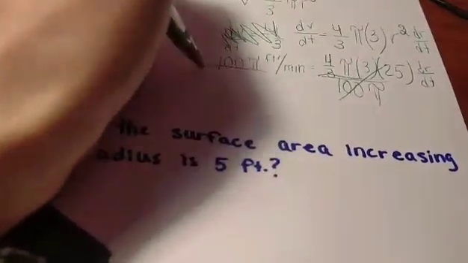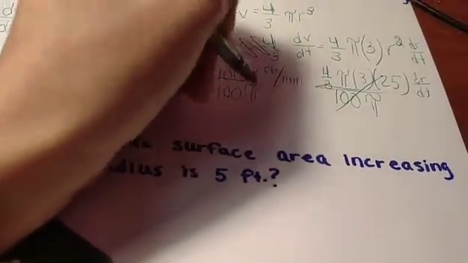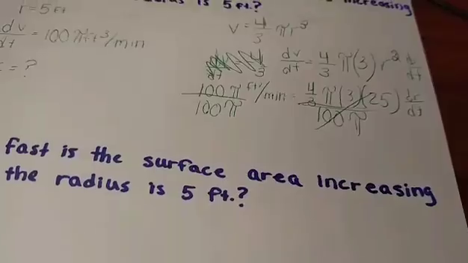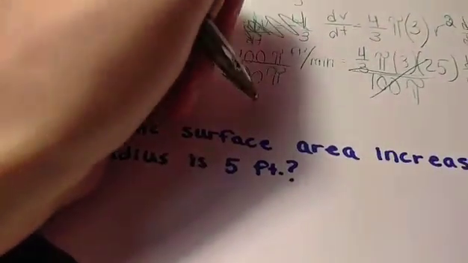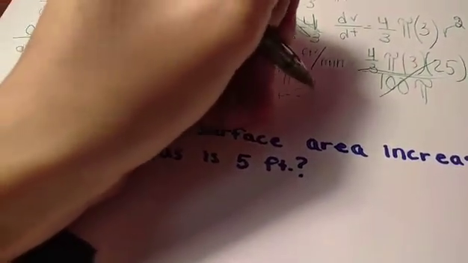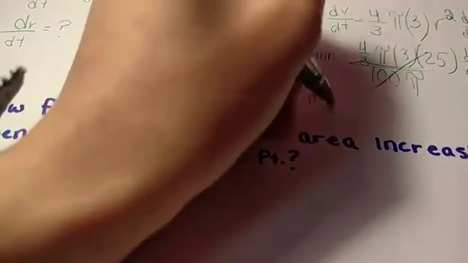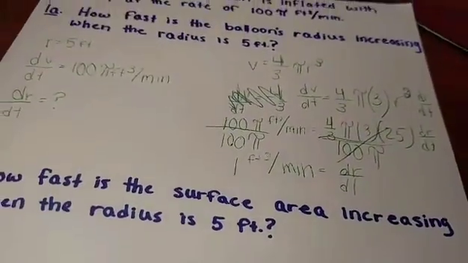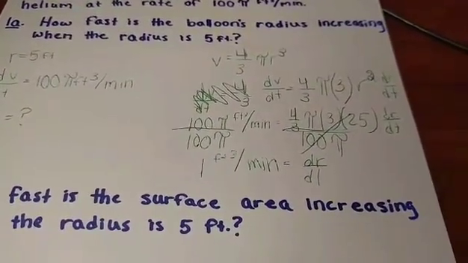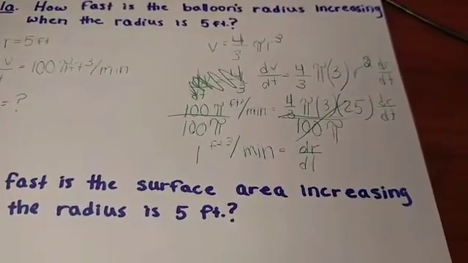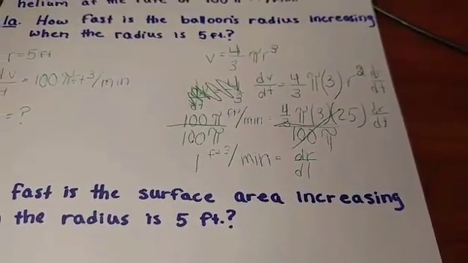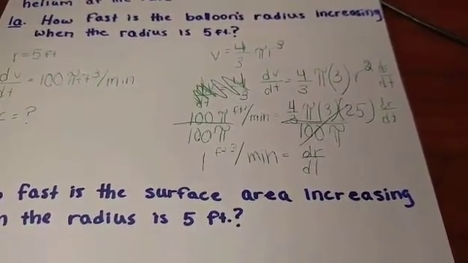So like I said, this is 100 pi. That cancels out. Divide by 100 pi, and we are left with 1 foot cubed per minute. And that is equal to dr dt. So the balloon's radius is increasing when the radius is 5 feet at 1 feet cubed per minute.